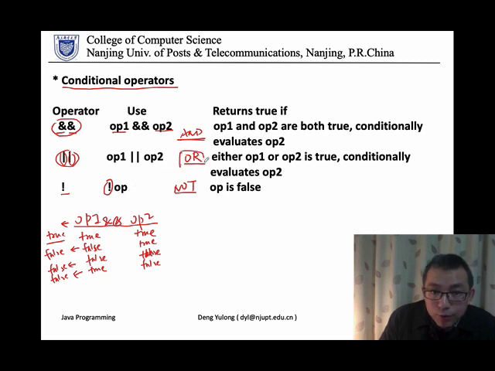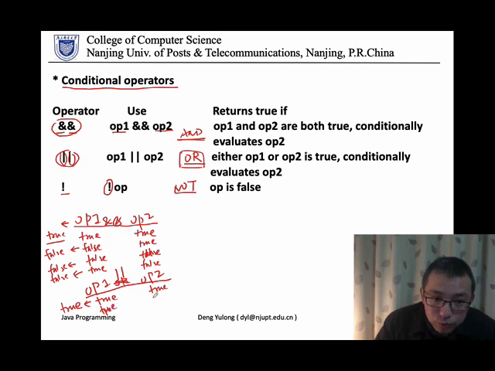And the OR operation. The OR operation is similar. Now we give an example with the first operand and the second operand making the OR operation. For OR, we use the double bar. The first operand and the second operand make the OR operation, and if both of them are true, the result is true.